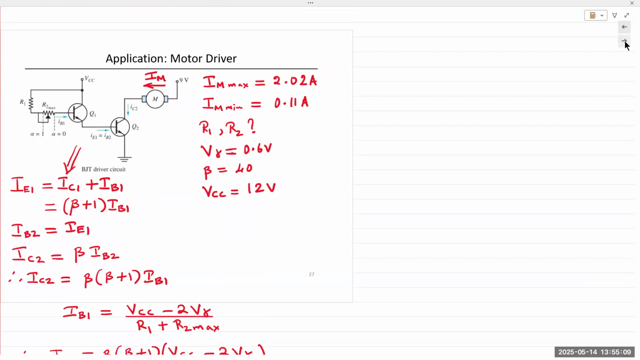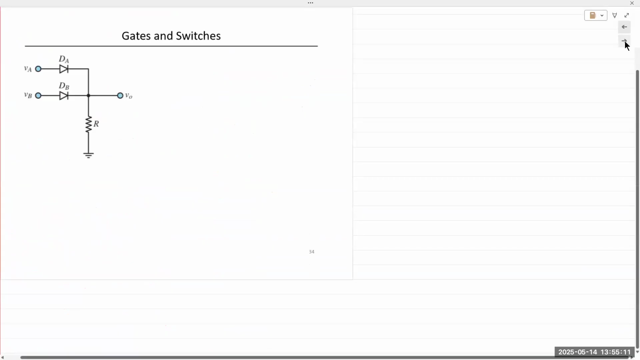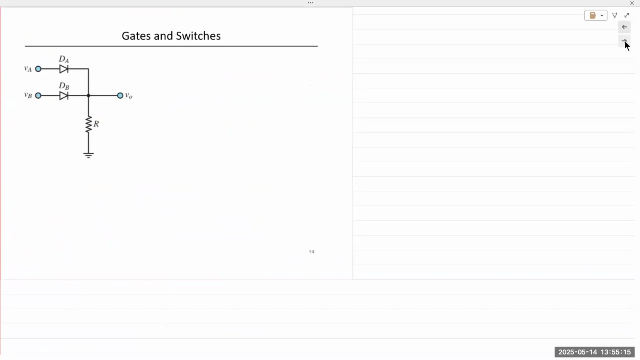Okay, and 5 minutes left. Gates and switches. Rudimentary gate. What kind of gate do you think this is? Are you sure? Someone was very quick. They did their reading.